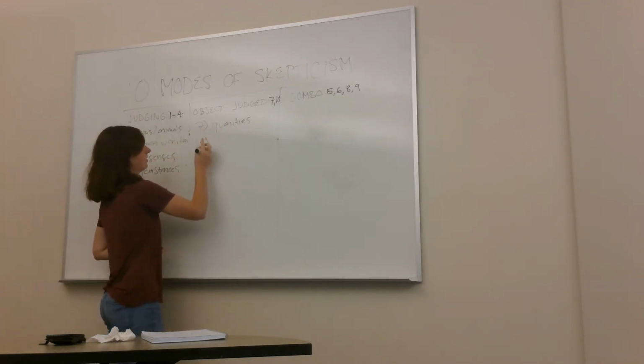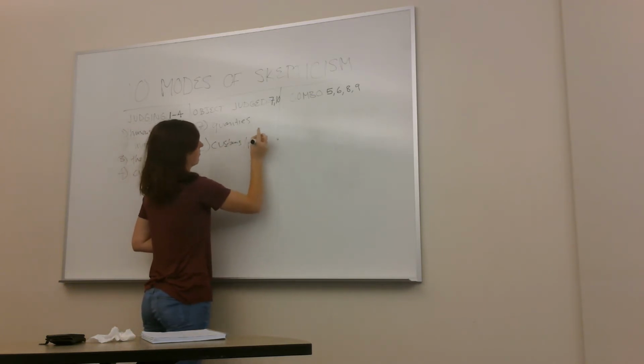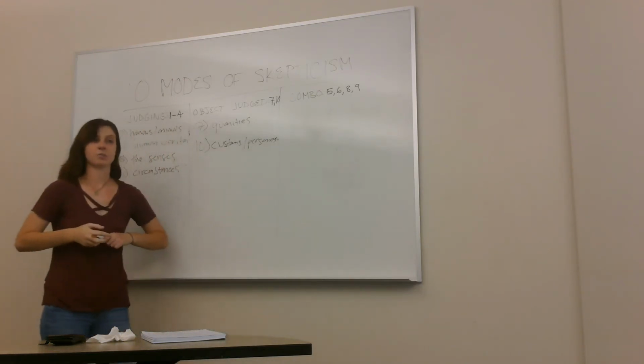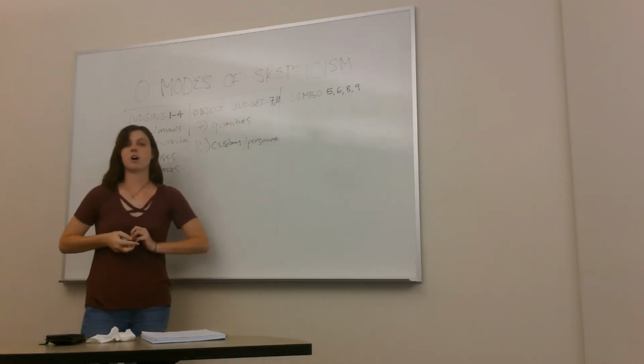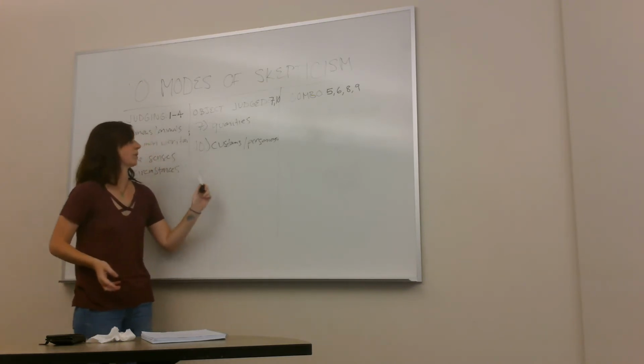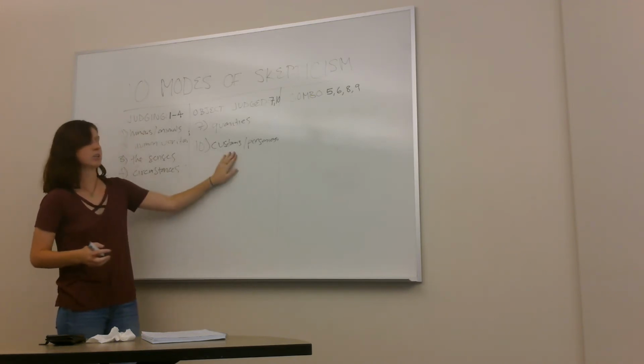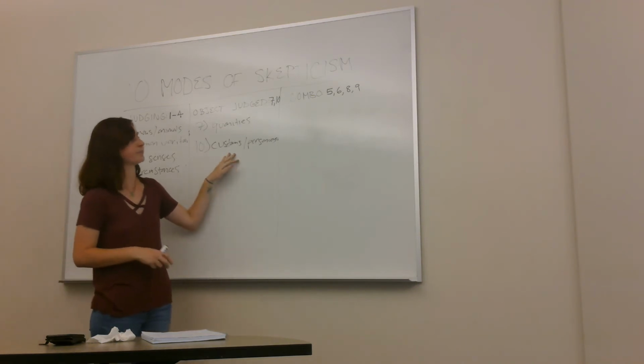Then we have mode 10, which is customs and persuasions. What this means is, based on different customs, you're going to have different perspectives on things. If you go to Europe, it's common to kiss people on the cheek as a greeting hello. If you go to the United States and do that, you're probably going to be seen as really weird because the customs are different in these different places. So therefore, the perspectives are going to be different as well.